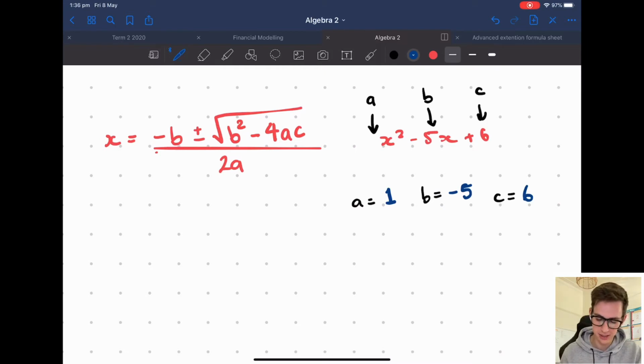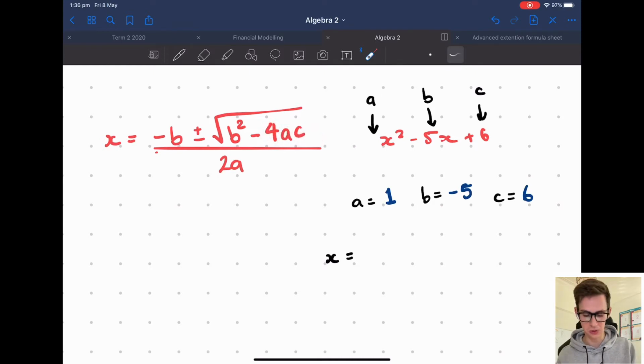Now, all you need to do to get your answer is grab your calculator and type in this equation here, but everywhere there's a b, you pop in negative 5. Everywhere there's an a, you pop in 1, and everywhere there's a c, you pop in 6. Notice that when things are written together, like 4ac, that means 4 times a times c.